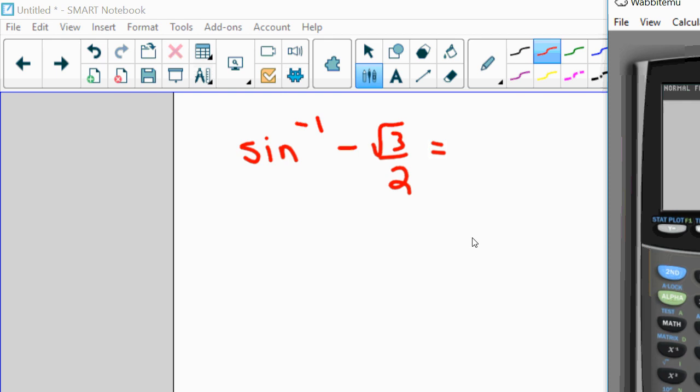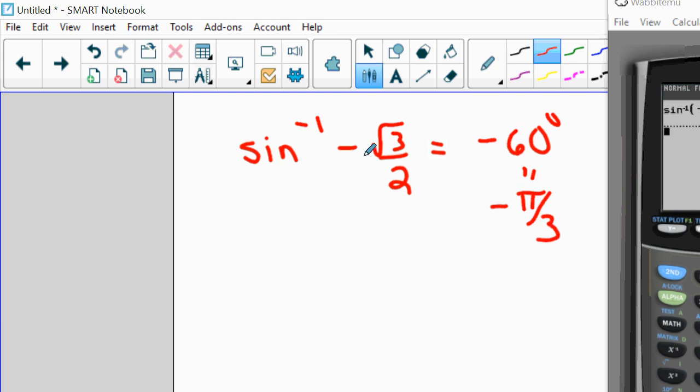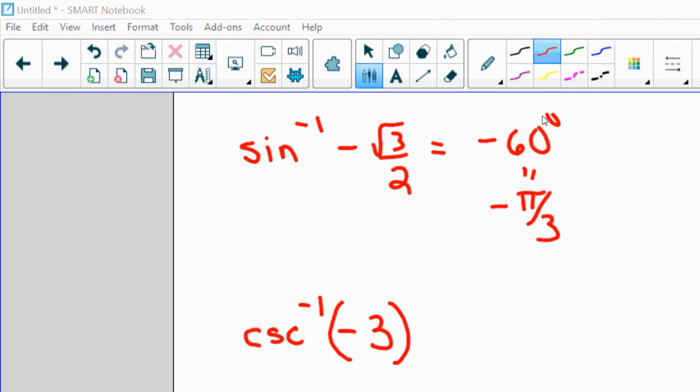And go inverse sine of negative the square root of 3, a little slow, divided by 2. There. You don't need to know anything. Minus 60 degrees, which you know to be minus pi over 3. But what happens when somebody goes inverse cosecant of minus 3? I don't even think that's a unit circle number. You have to be careful when you're doing this.